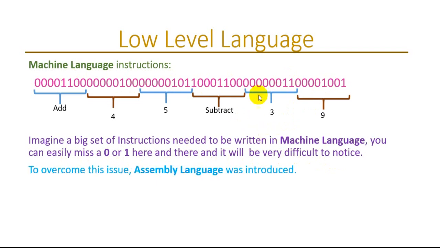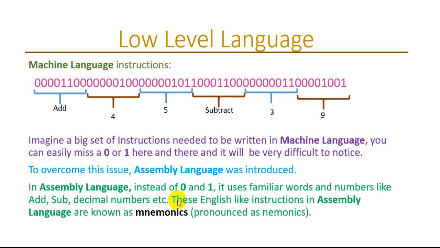Because of this reason, to overcome this problem, they have come up with a language called assembly language. Assembly language is introduced because of this cumbersomeness, this difficulty to read. When you're writing in machine language, it's very difficult to read. It's all zeros and ones, and very difficult to see whether you have missed out a 0 or a 1. So to overcome this, we use something called assembly language. Let's see what that is.